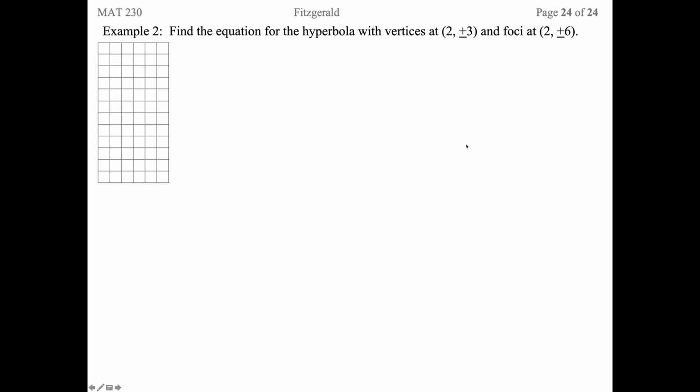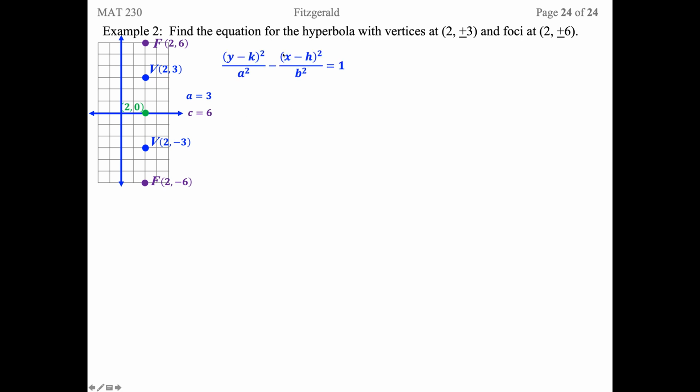All right, example number 2. Find the equation of the hyperbola with vertices at 2, plus or minus 3 and foci 2, plus or minus 6. So let's make a graph, plot those points. Halfway between my vertices is 2, 0. That's my center. So a is equal to 3. Plus or minus 6 for the y coordinates at 2 here. That gives me a c value of 6.